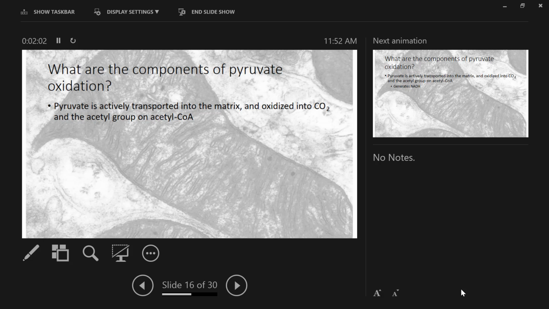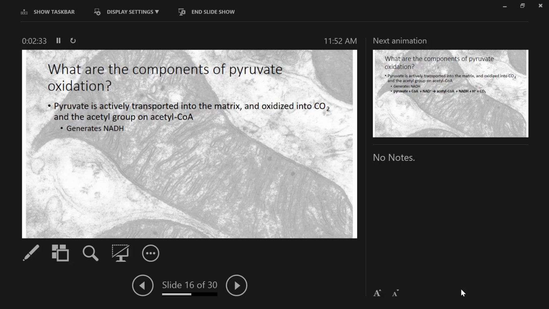Okay, so ultimately we take pyruvate, we oxidize one of its 3 carbons into carbon dioxide, and the other 2 remain as an acetyl group to be attached to coenzyme A. Now, this process of pyruvate oxidation does not produce any ATP. Okay, oxidizing pyruvate into the acetyl group of acetyl-CoA does not produce ATP. It does, however, produce 1 additional molecule of NADH.